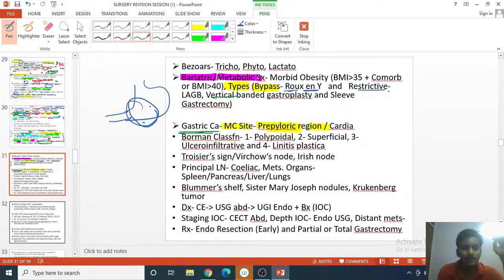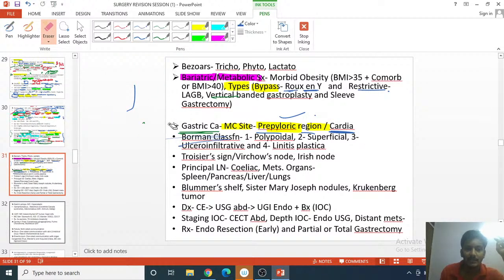So this pre-pyloric region is the most common site of gastric cancer, followed by your cardia. Remember, pre-pyloric region is the most common site of gastric cancer, followed by cardia. Okay, please remember. Then talking about your Bohrmann's classification. So gastric cancer में कौन सा classification है? There is a Bohrmann's classification.